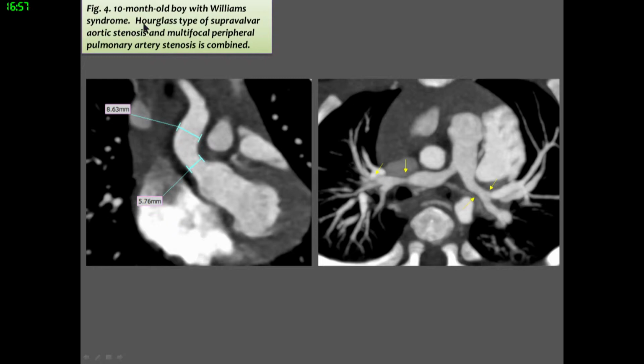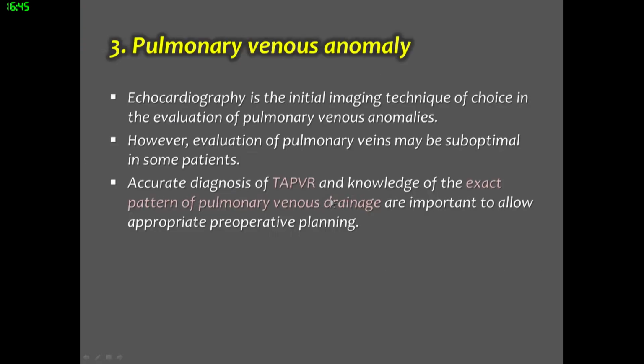This is a 10-month-old boy with Williams syndrome. Hourglass type of supravalvar aortic stenosis and multifocal peripheral PA stenosis are typical findings of Williams syndrome, which were visualized by CCT. Echocardiography is the initial imaging technique of choice in the evaluation of PV anomalies. However, evaluation of PV may be suboptimal in some patients.